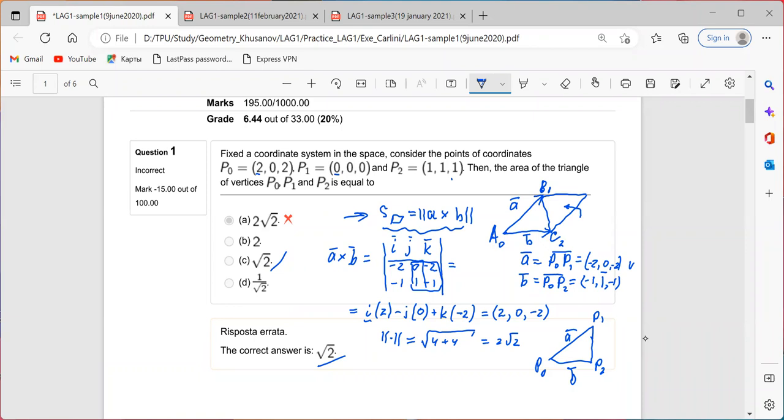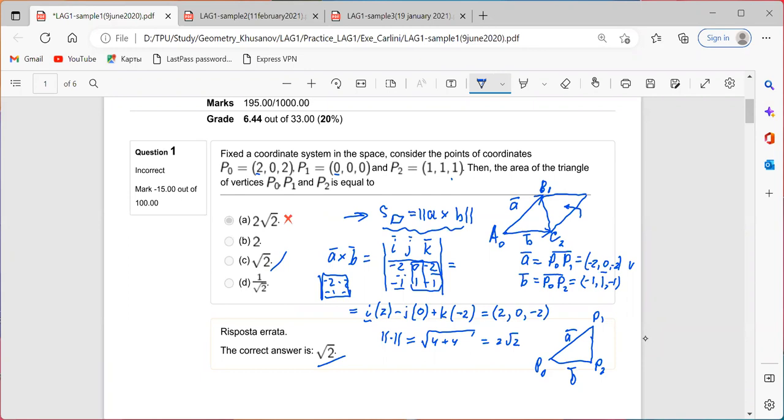Then j we have to take with minus, the alternate sign: -j multiplied by the cofactor of j. For the cofactor of j, we have to ignore the first row and second column. If we ignore the first row and second column, the cofactor will consist of the elements -2, -2, and -1, -1. So this is the determinant.